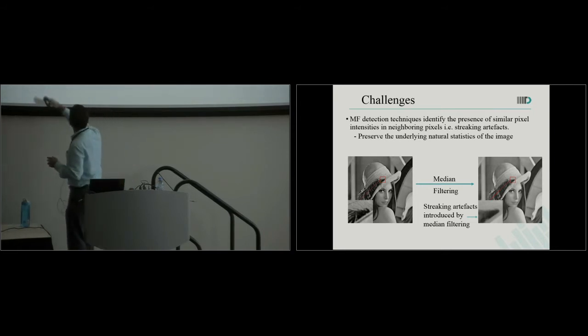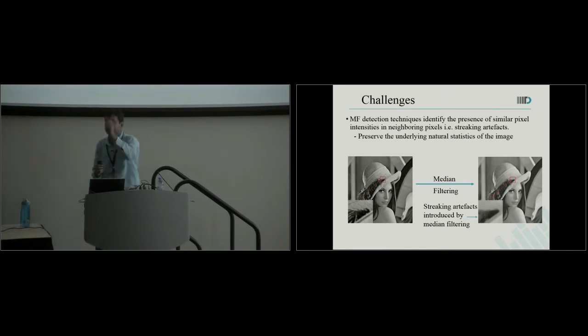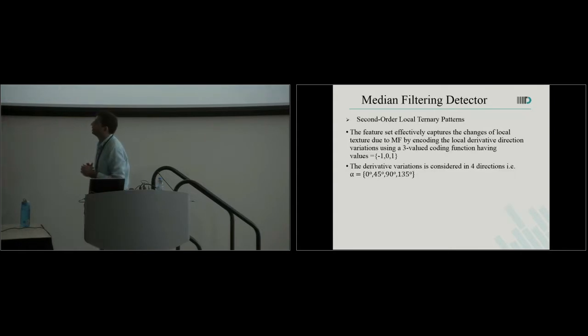So in this, we see that this is an original image with a patch emphasized, and if you perform the median filtering, then we see this sort of streak artifact. So median filtering is basically performing a sort of blurring artifact as well. These detectors catch hold of these blurring aspects and then say whether it is median filtered or not median filtered. So if you just take a look at one of the popular detectors, which is second order local ternary pattern features, second order LTP features.